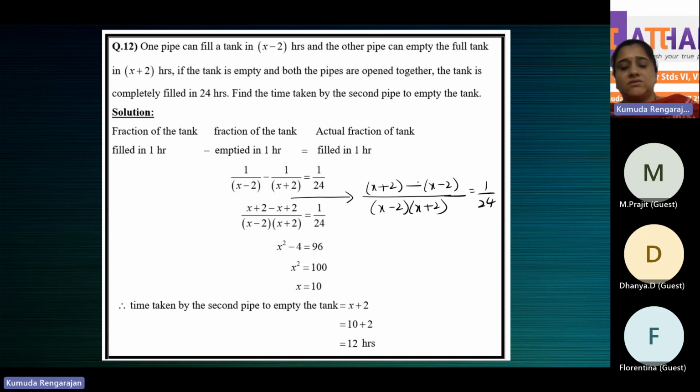So on opening the bracket, we'll get minus x plus 2. All right. And then x and minus x gets cancelled. And this one is x minus 2 into x plus 2, a plus b into a minus b, so a square minus b square. X square minus 4. So when you cross multiply here, 2 plus 2 is 4, right? And 24 into 4 is 96. You'll get x square minus 4 is equal to 24 into 4, which is 96.